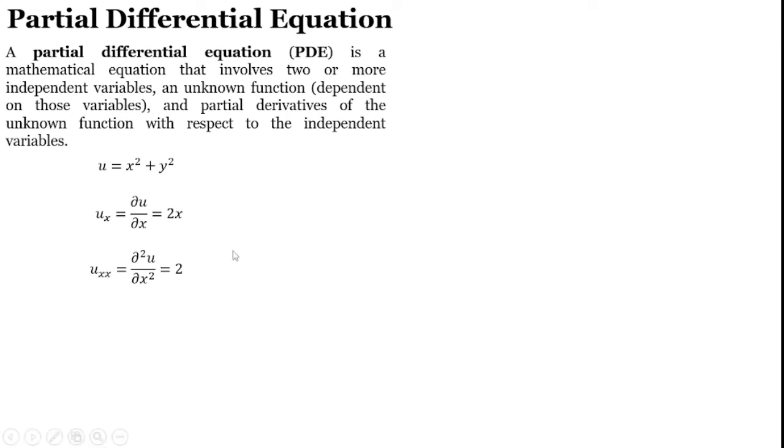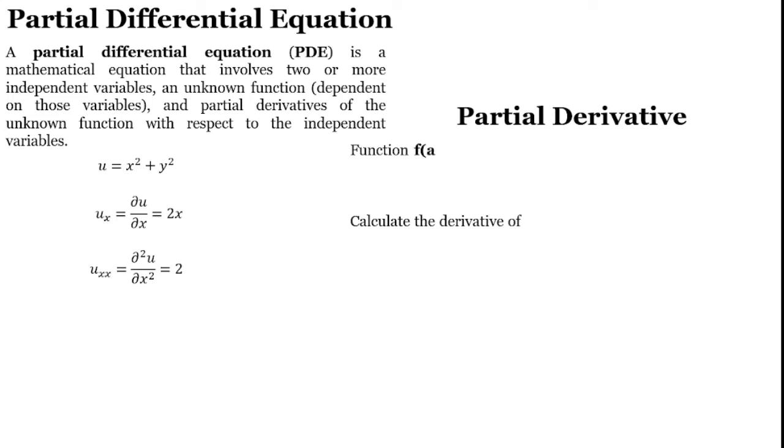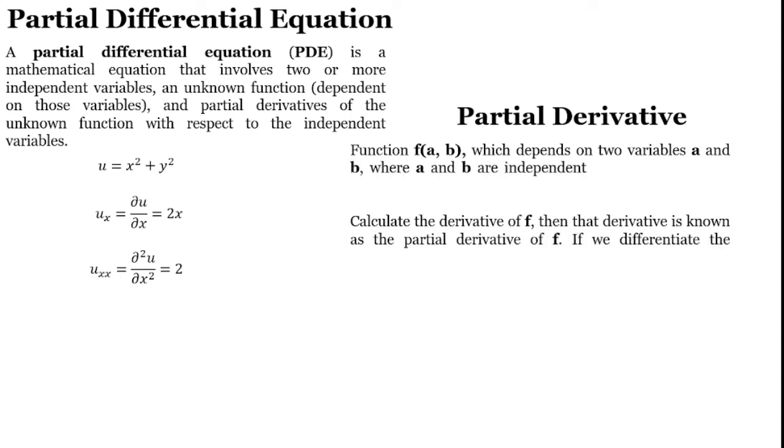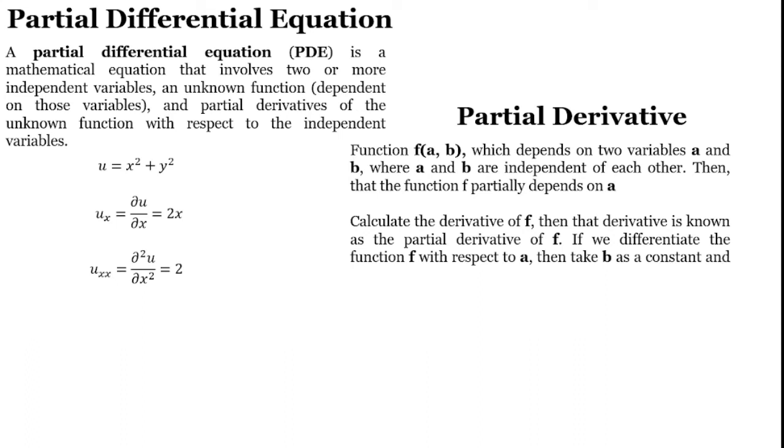After that, here I use a term, which is partial derivative. What is the meaning of partial derivative? Yes, you can see. Partial derivative relates to a function. If I denote a function f of a comma b, which depends on two variables a and b, where a and b are the independent variables, then the function f partially depends on a and b.